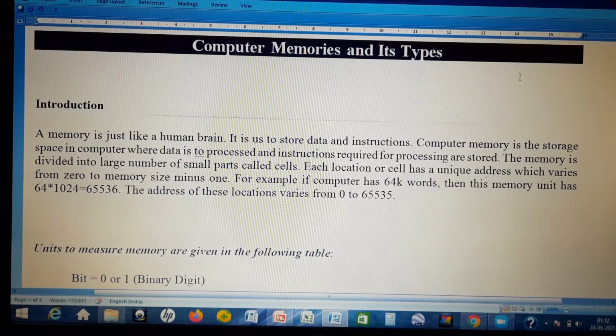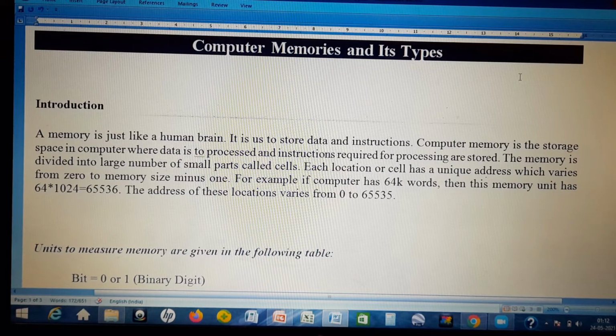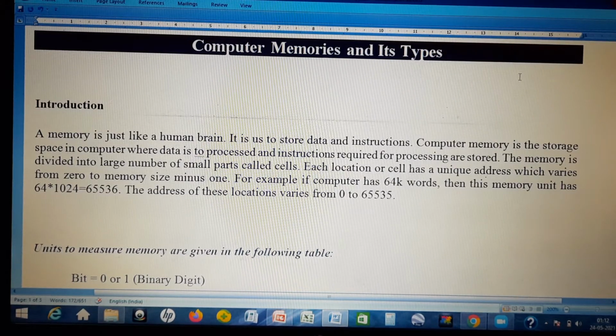Okay, students? So today we will study the first unit. Unit name is computer memories and its types. Okay, so first we'll go into the introduction. A memory is just like a human brain. It is used to store data and instructions.